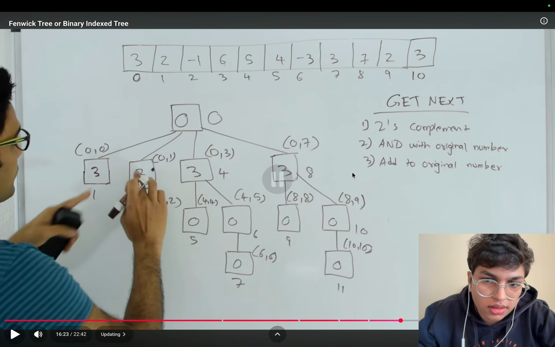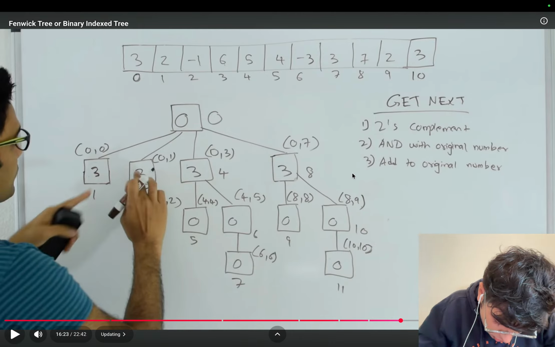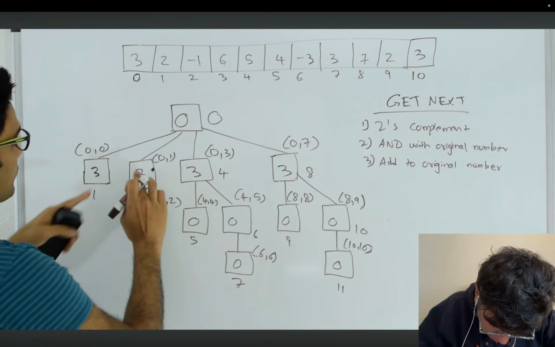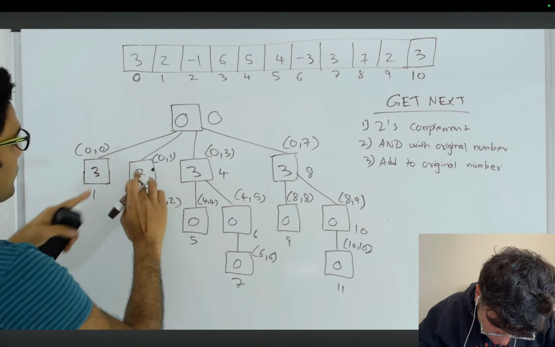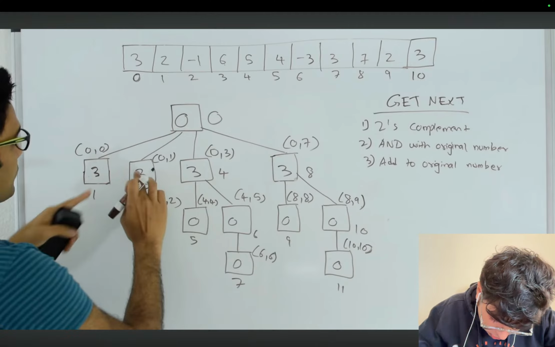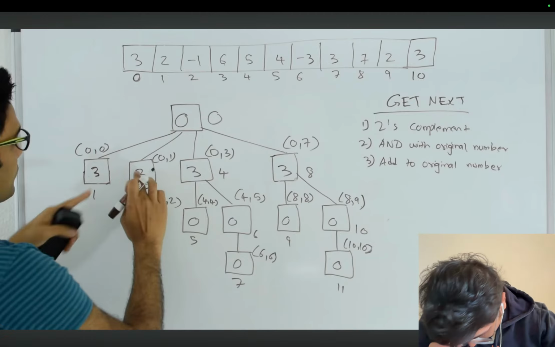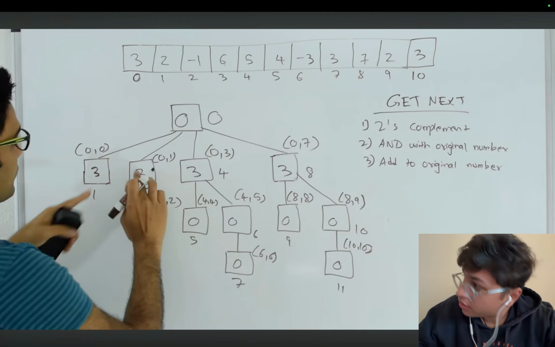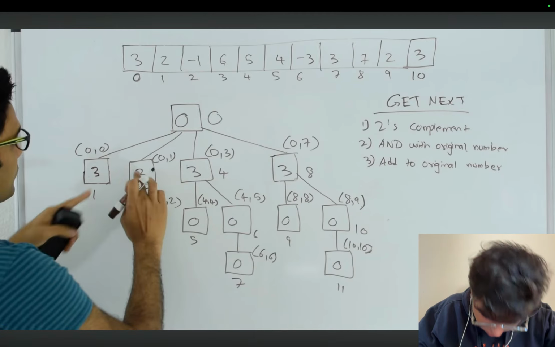And then now do 2's complement. What is 2 first? 2 is 0, 1, 0. So its complement will be 1, 0, 1, 1, 0. Do a 2's complement, perform an AND with the original. If we AND, we get 0, 1, 0. Again, it is 2, and add 2 plus 1, which is 3.